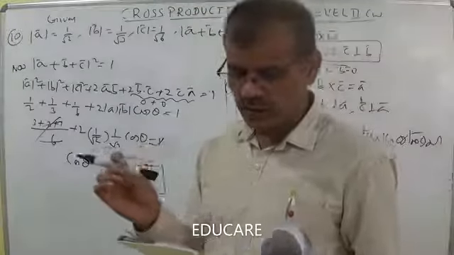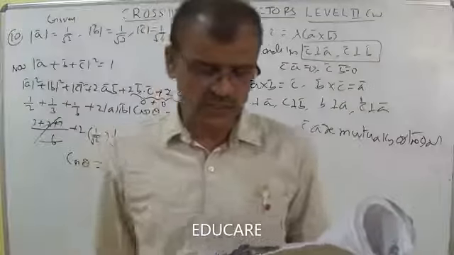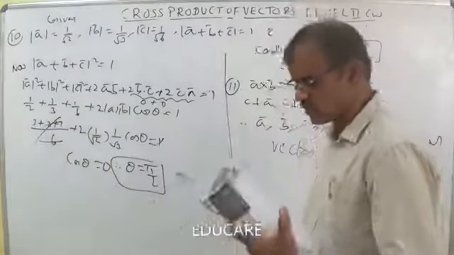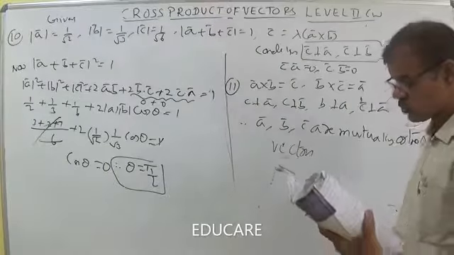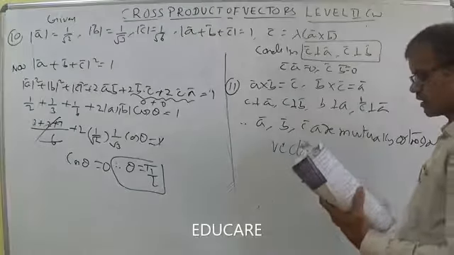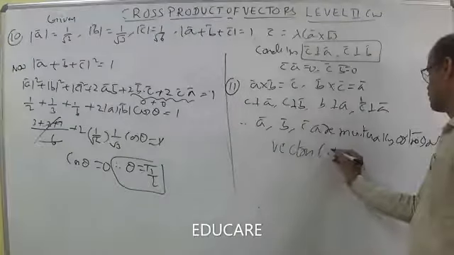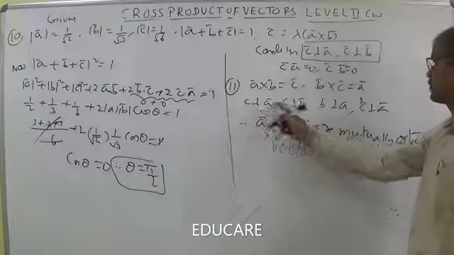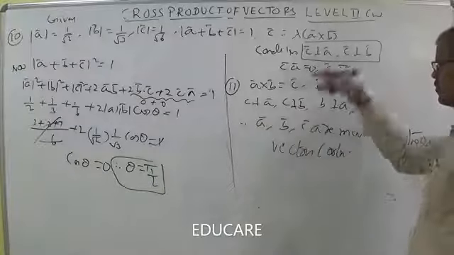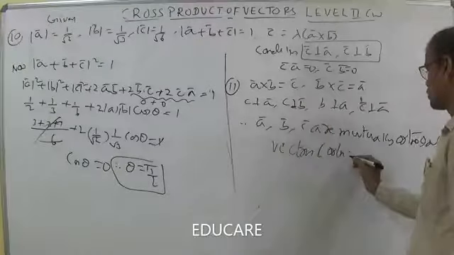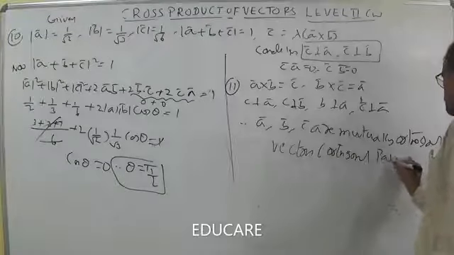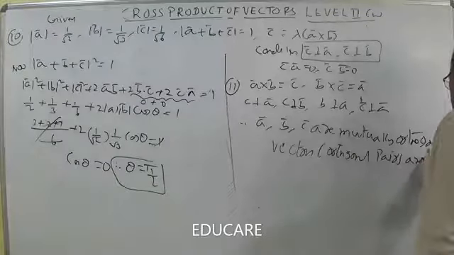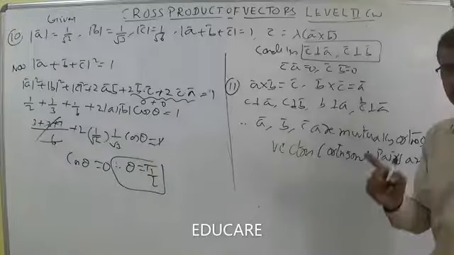Mutually perpendicular, how many options are there? Orthogonal pairs: it means mutually perpendicular is orthogonal pairs. Total 2 options are there, so according to this you should calculate the magnitude. Orthogonal pairs and mutually perpendicular means here C is perpendicular to A, B is perpendicular to A, like that. Mutually perpendicular is given here as orthogonal pairs. The orthogonal pairs are A bar B bar, B bar C bar, C bar A bar.